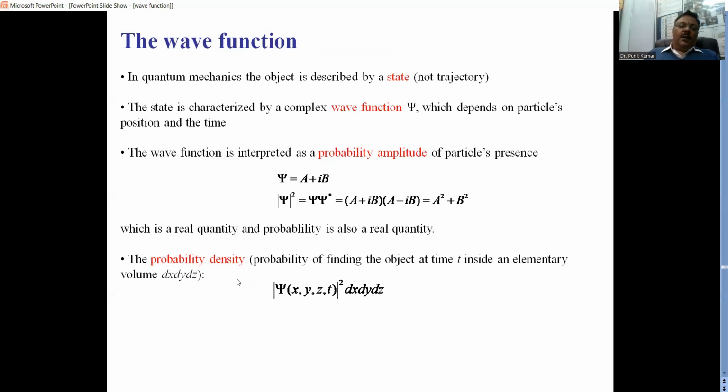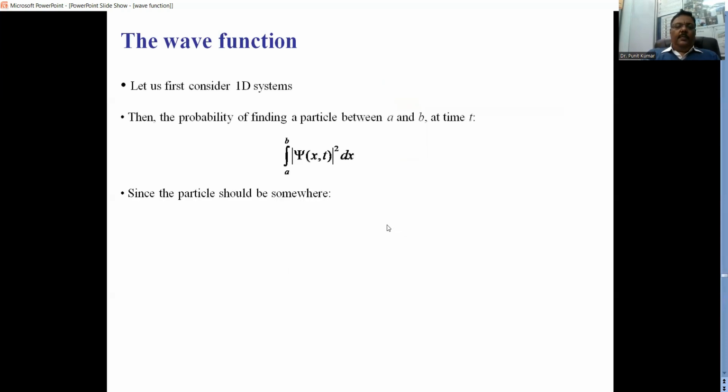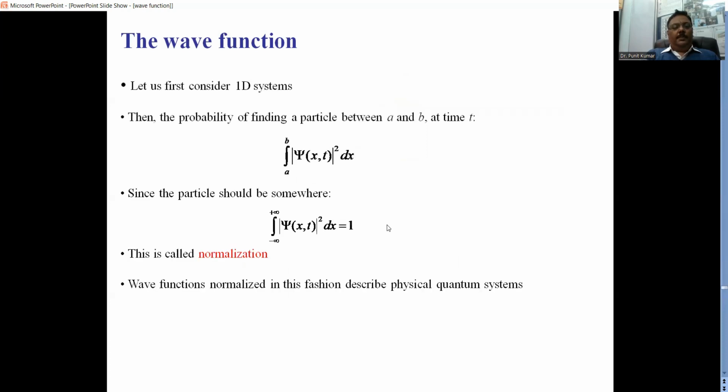We see that the square of this amplitude is given as the wave function multiplied by its complex conjugate, and the resultant is a real quantity. So the wave function is a complex quantity while the probability is a real quantity. And the probability of finding the object at a time t inside the elementary volume is proportional to the square of the wave function multiplied by the volume element.